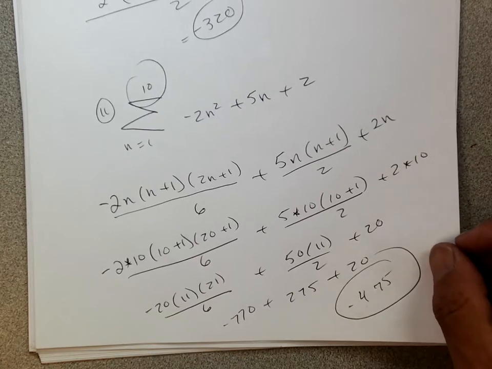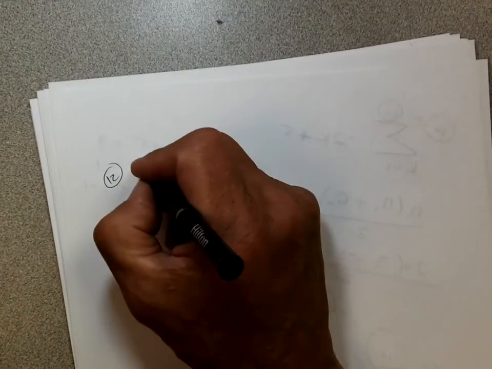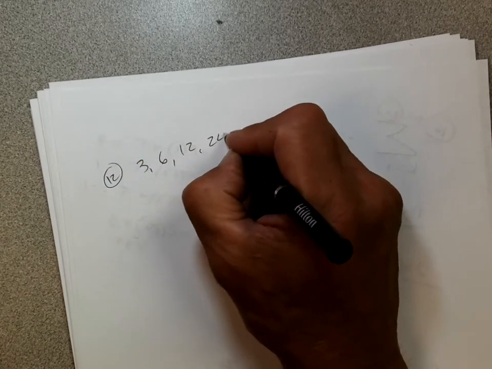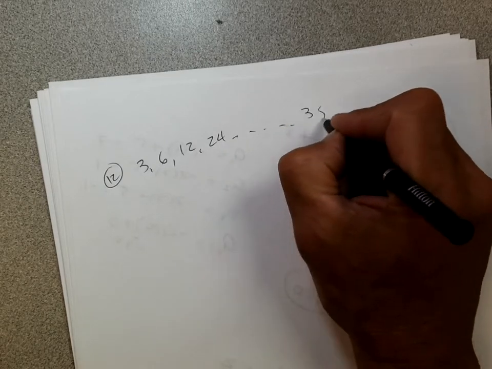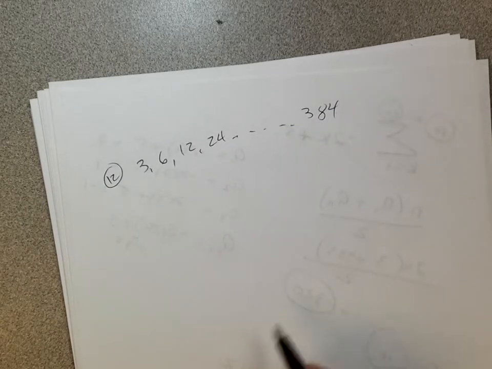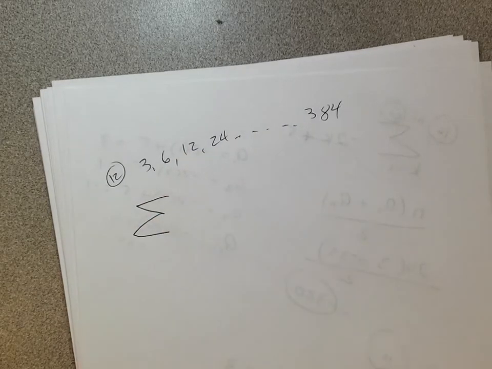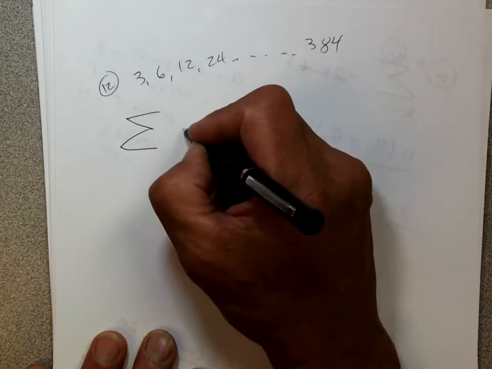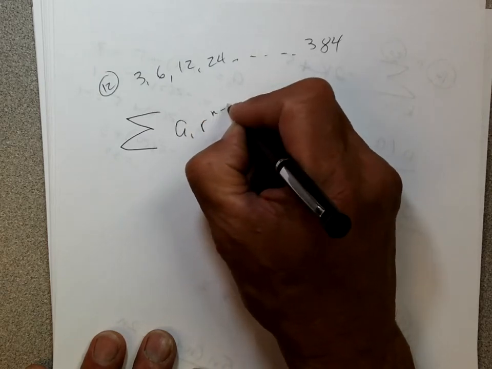All right, number 12. 12's not bad. So we've got 3, 6, 12, 24, and it goes all the way to 384. Sigma notation, right? Start there. Is it arithmetic or geometric? Isn't it geometric? It is, because we're multiplying by 2. So a1 times r to the n minus 1 power.